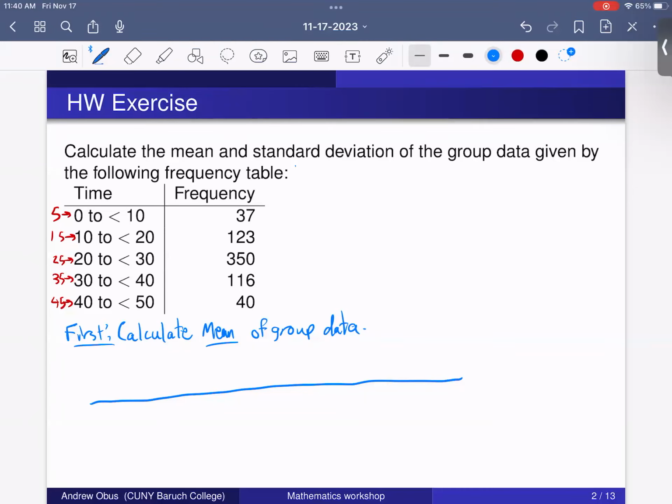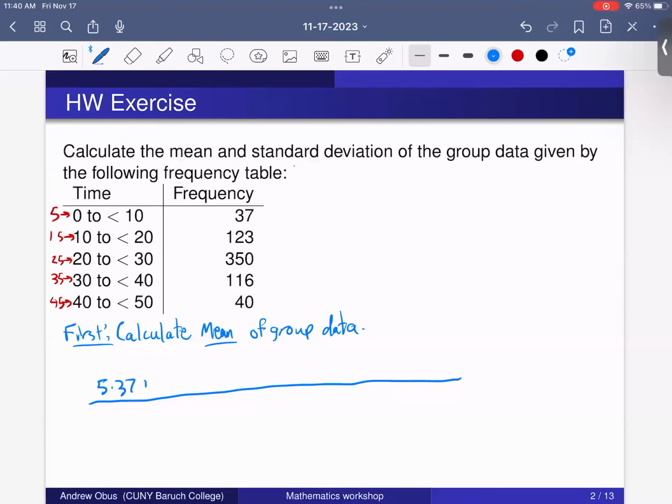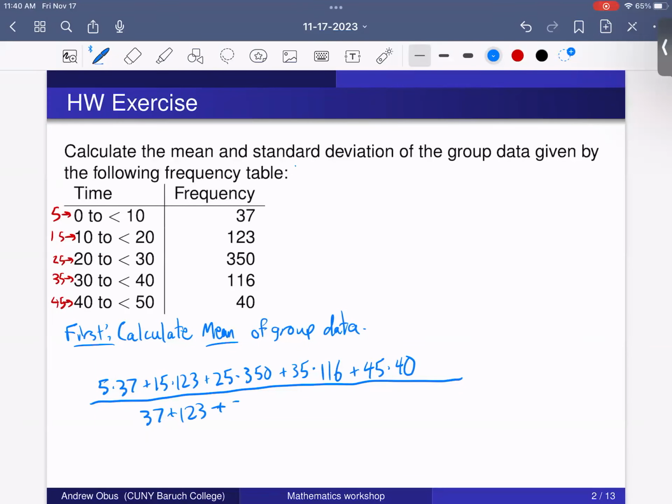As Gabriel was saying, you have to multiply the midpoints by the frequencies. So we have here 5 times 37 plus 15 times 123 plus 25 times 350 plus 35 times 116 plus 45 times 40. And then what do we divide by? The total number that's given, exactly. So 37 plus 123 plus 350 plus 116 plus 40.